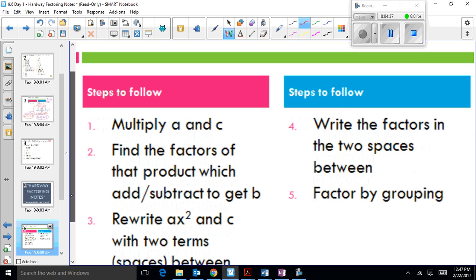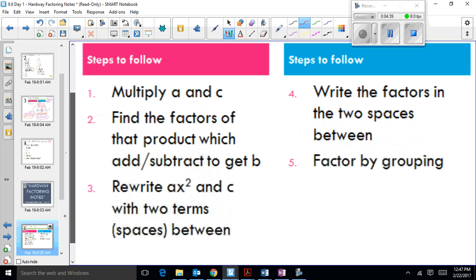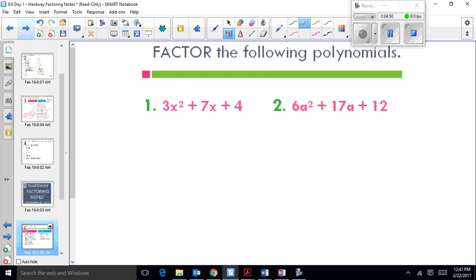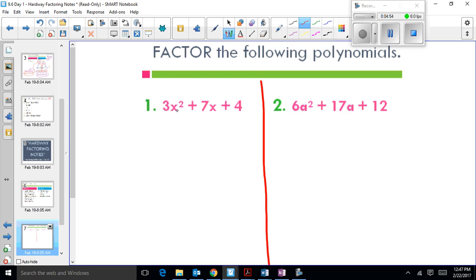Here are the steps. Multiply a and c. Find the factors of that product which add and subtract to get b. Rewrite with those two terms, and then we split down the middle. So let's keep going and try a couple more examples. 3x squared plus 7x plus 4. I need to take 4 and 3x squared, put those together to make a 12x squared. From there, I split it.